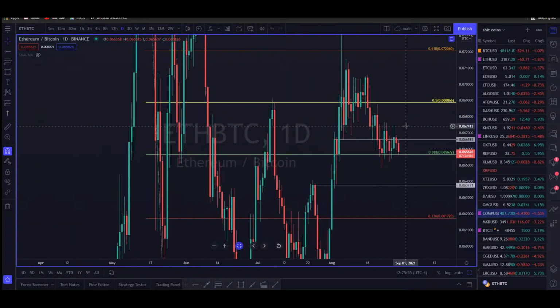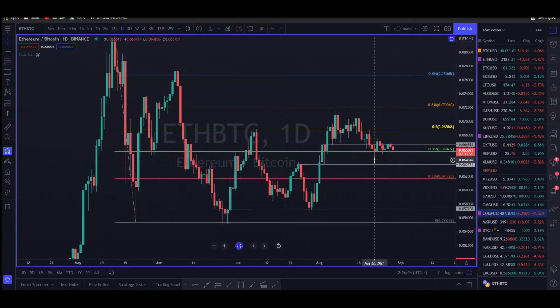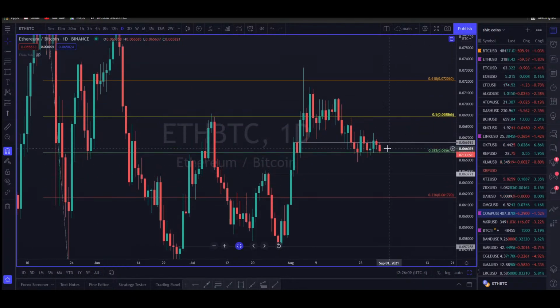It's range bound, so it might be safe to pick some of it up. It looks to me like it's trying to break down, but it needs to do it in the next day or two, or you're probably going to see it go up.